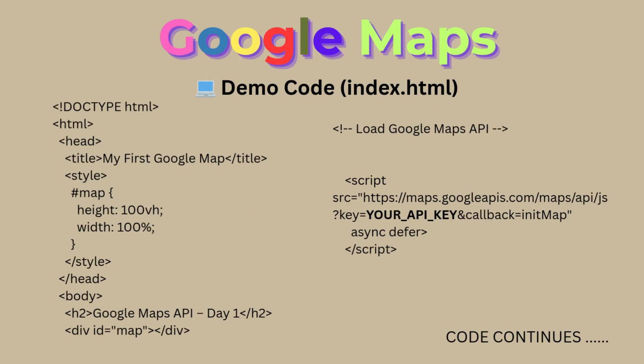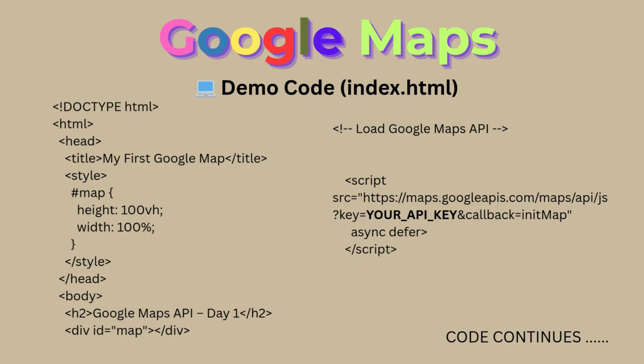Hi coder, let us move on to discuss the demo code, index.html. I will show you a live demo after this. We'll go through this script and discuss it one by one. You can see here is normal HTML code. You start with head and title in it. My first Google map is the title. Very simple HTML code. And in style, only height and width are defined here.